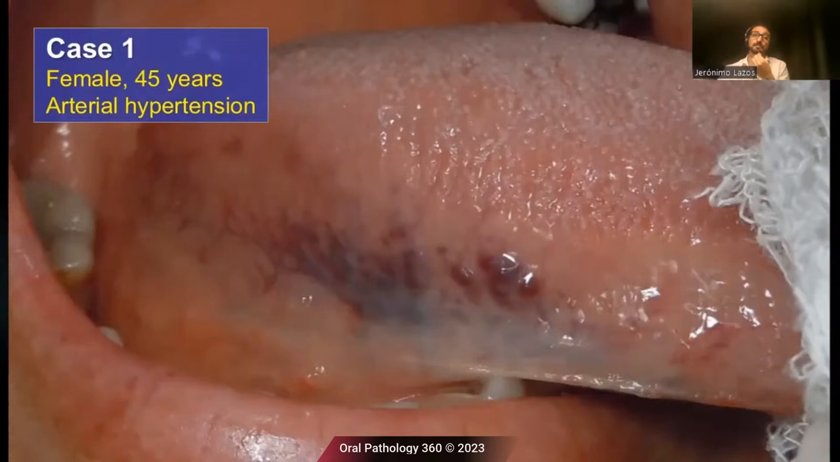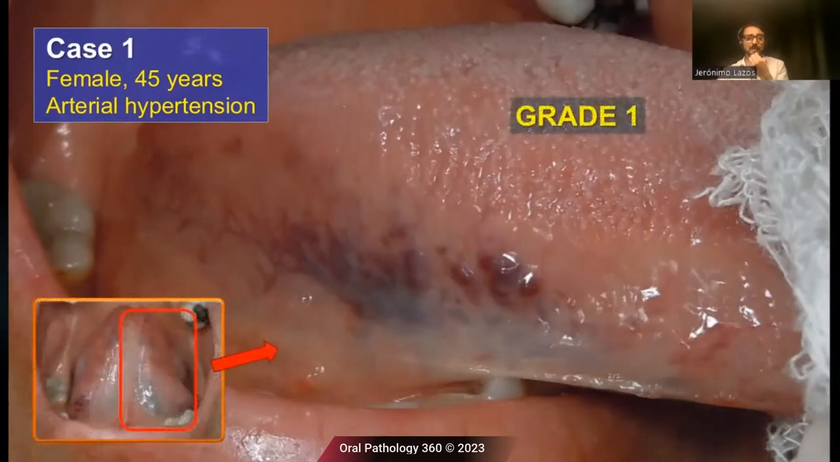So this is the other side of the same patient. This is a grade 1 varices, again, because it only has OB on the ventral surface of the tongue. In this particular case, the varices extension was too large for her age. The patient was 45 years old.